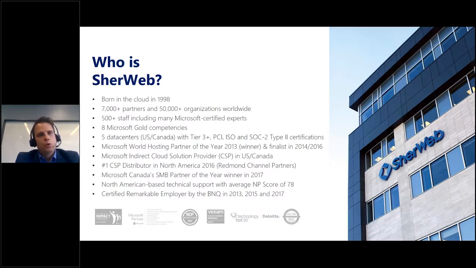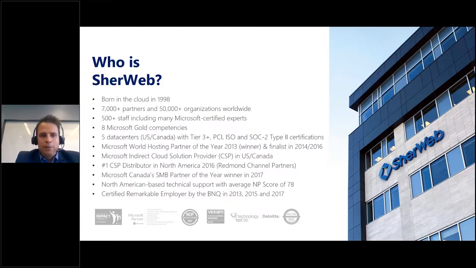We received multiple awards and accolades over the last few years, both from Microsoft and from, for example, Redmond Channel Partner, which named us the #1 CSP distributor in North America. This award, I'm very proud of, because it comes from folks like you. It's great to be recognized by Microsoft, but when we're being recognized by our partners and the partner community, that's at least personally what I find most rewarding.